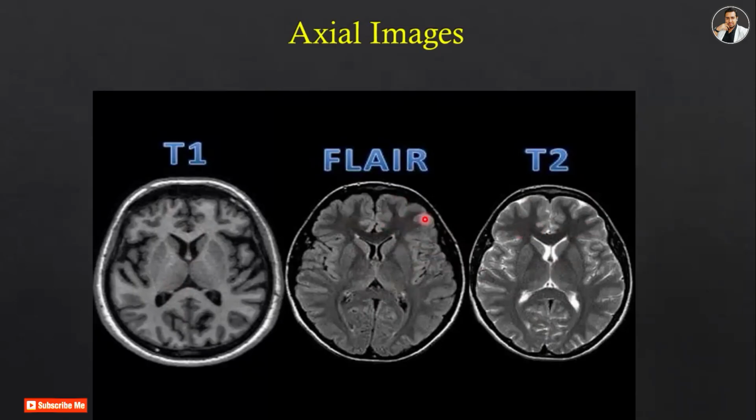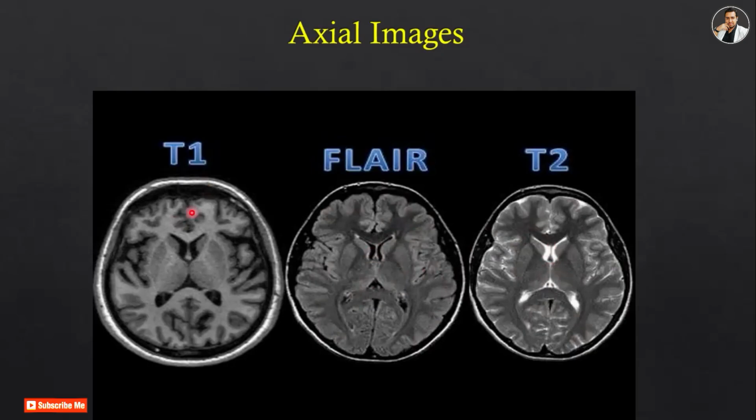Gray matter is on the outside. It is brighter than on T2. This is the mix of these two. The most different thing is that the fluid is black on FLAIR. The color of CSF is black on FLAIR and white on T2. This is the main difference between FLAIR and T2.